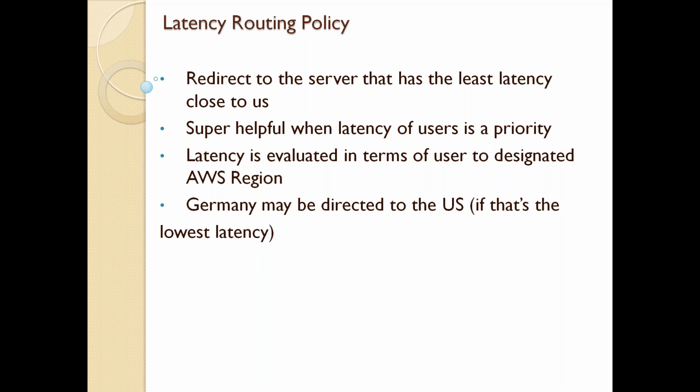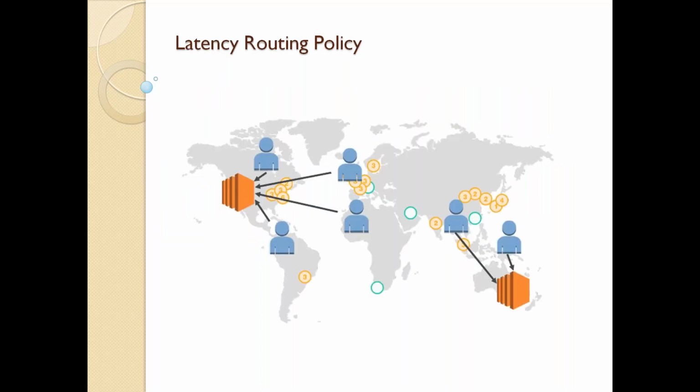Latency is evaluated in terms of user designated to AWS region. So based upon your IP, they will find out your country and from there they will be able to respond. So for example, some users in Germany may be redirected to US if that is the low latency. It is like this, right? So you have an EC2 in Australia, you have an EC2 in US. Now, people from this side of the world, for them, the US might be closer than Australia. And people of this side of the world, Australia might be closer than US, right? So it will redirect the traffic to the closest and nearest resource that they have so that the latency is very, very less. Okay.